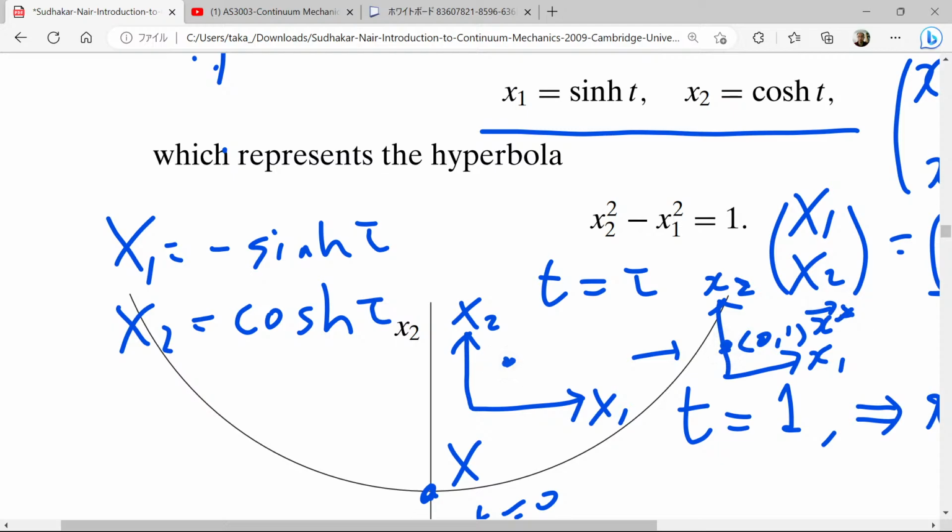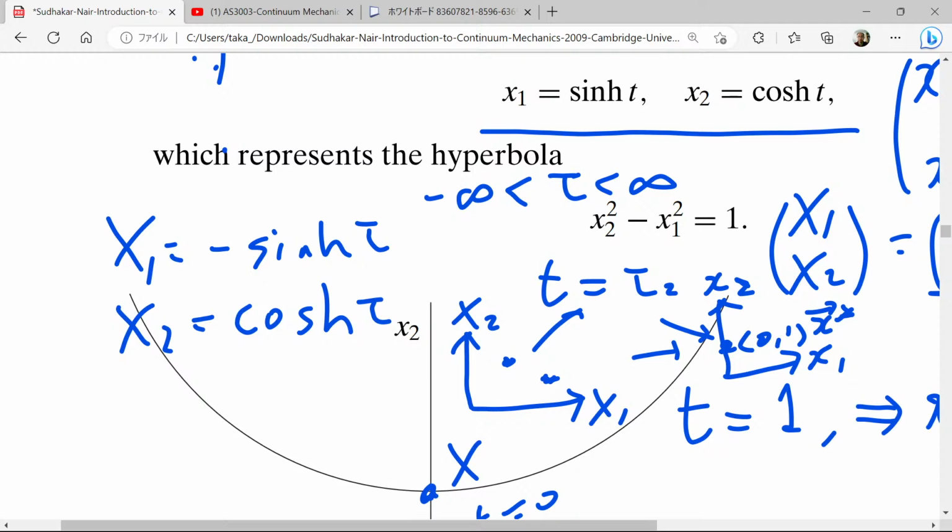So some point after time tau, this goes to this point, right? If there is another point, maybe after tau 2, this goes to the same point. So we use tau instead of t, and tau can be anything. Tau can go from minus infinity to plus infinity.